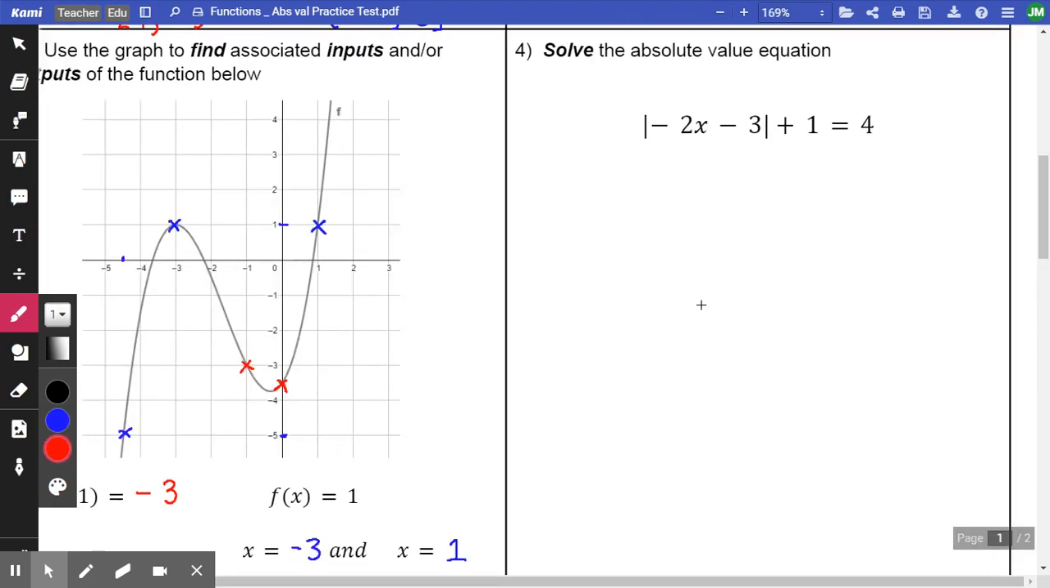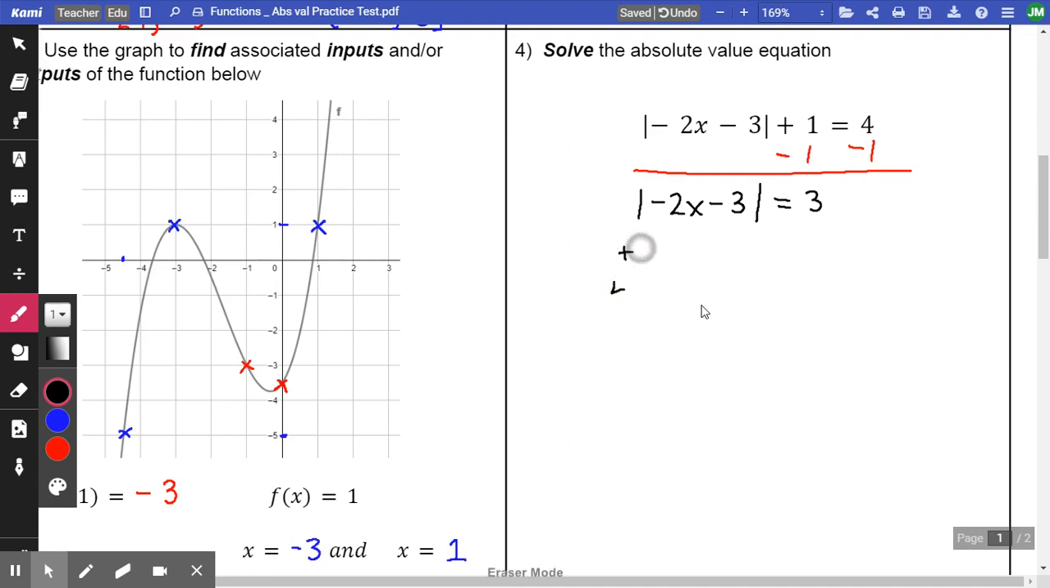Question number 4, solve the absolute value equation. The first step is to isolate the absolute value. The operation happening outside of the absolute value is this plus 1, so we need to undo that first. The inverse operation is going to be minus 1, so do that on both sides. Then we can rewrite this as the absolute value of negative 2x minus 3 is equal to 4 minus 1, which is 3.